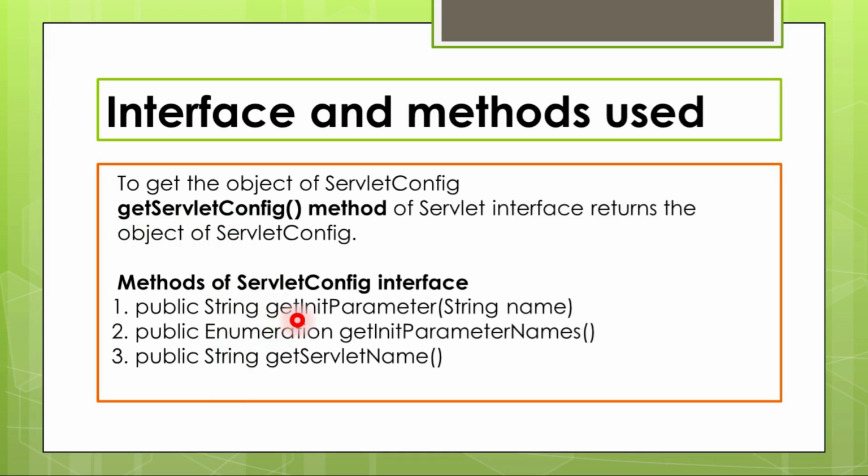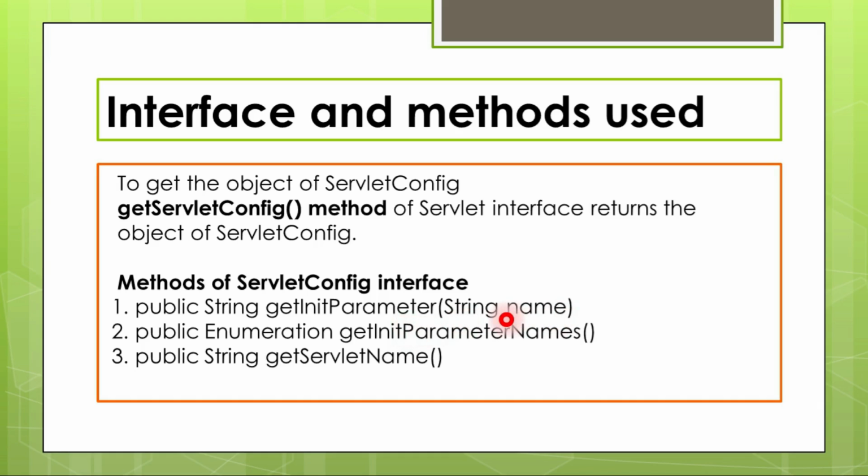The first method is getInitParameter(String name), the most widely used method. I repeat, getInitParameter. This is very important and the most frequently used method with respect to ServletConfig and also with respect to the upcoming topic, ServletContext. Please remember this method. The argument is String name.